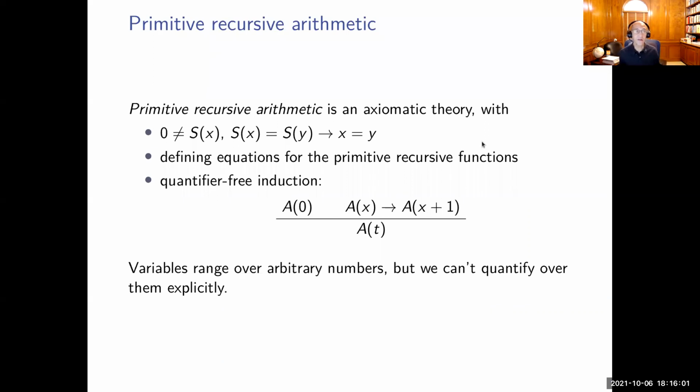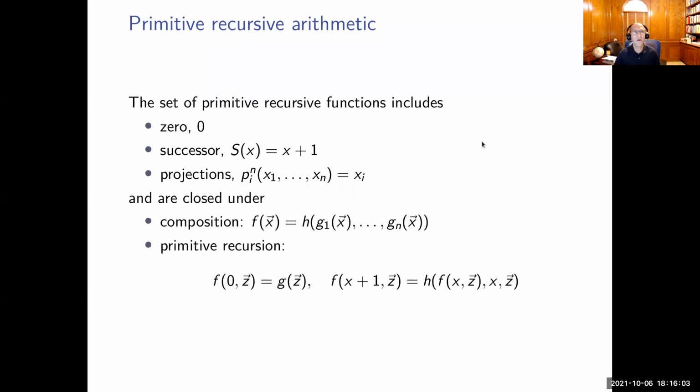Okay, so here are the theories. So primitive recursive arithmetic. To talk about primitive recursive arithmetic, you have to remember that the set of primitive recursive functions is the smallest set of functions from the natural numbers to the natural numbers of various arities, containing zero, successor, and projection functions, and closed under composition and primitive recursion. I'm thinking of constants as just being zero-ary functions which take no arguments. That just turns out to be convenient for the definition.